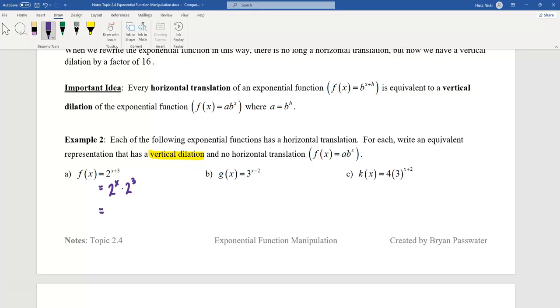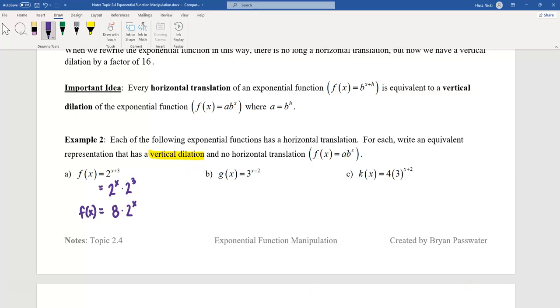2 to the x, I've got to leave it alone. I am going to put it over here on the back side just because I want it to be in the a times b to the x power form. What is 2 to the third? 8. So that's going to go right here. And now f of x is still the same function, right? It looks a lot different, but it gives all the same values as the original function.